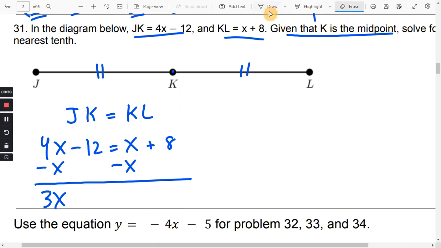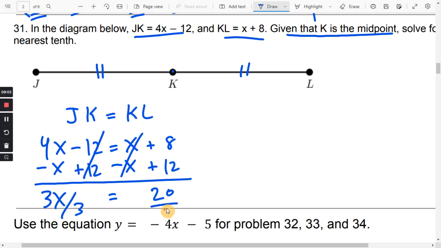All right. And now since x's are on this side, I want to get rid of negative 12. And the opposite is positive 12. You do that to both sides. 12 minus 12 cancels. Bring down the equals. x minus x cancels. And 8 plus 12 is 20. This is x times 3. The opposite of times 3 is divided by 3.